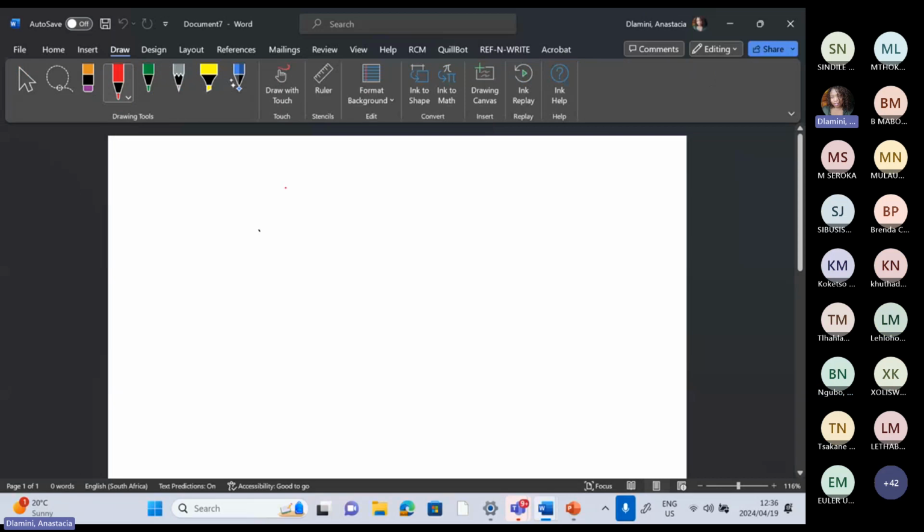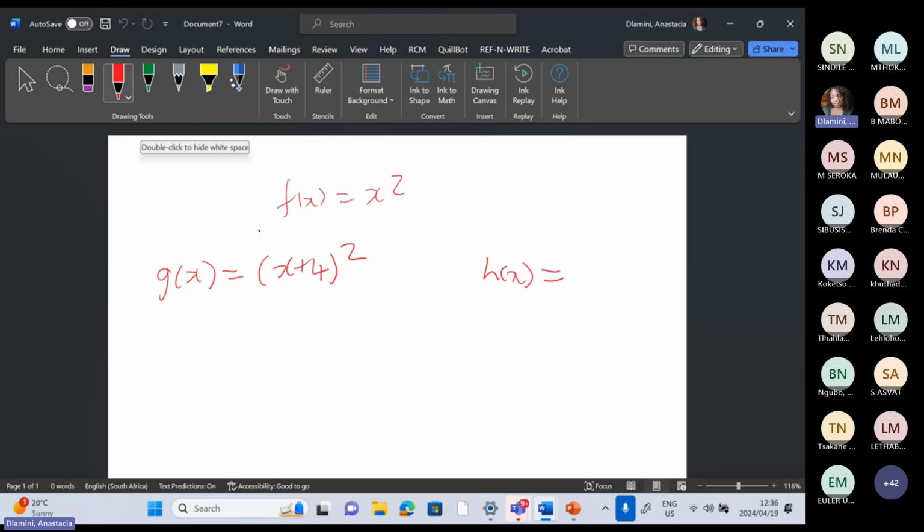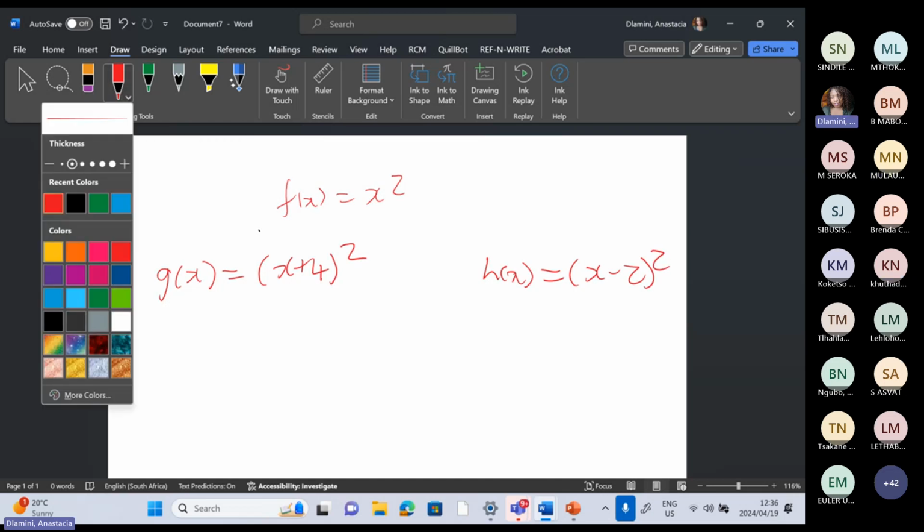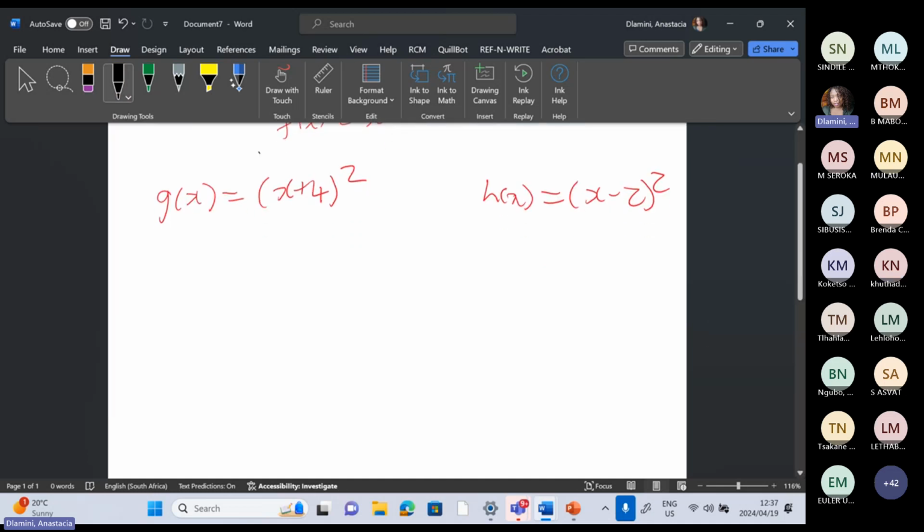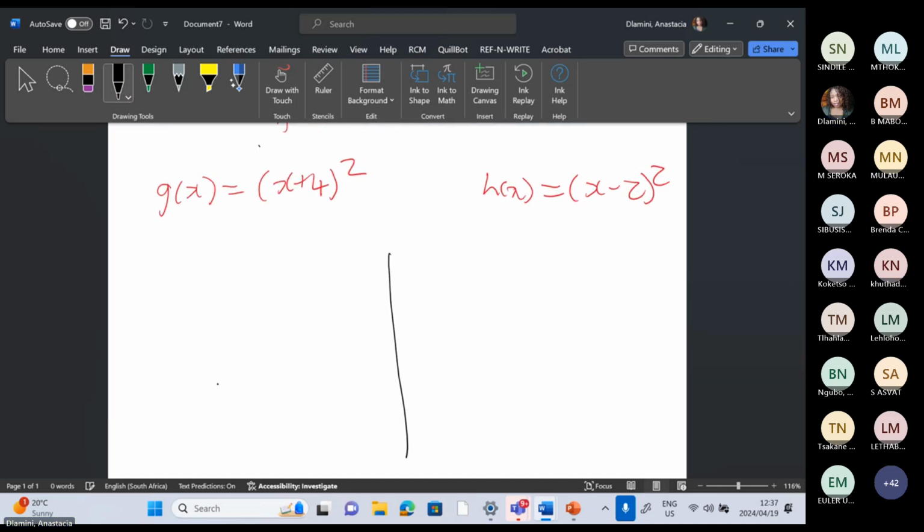They say f of x is equal to x squared. And then g of x is equal to x plus 4 squared. And the other one was h of x is equal to x minus 2 squared. Good. Okay, let's choose the black color because someone asked for the black. Let's start with g of x.